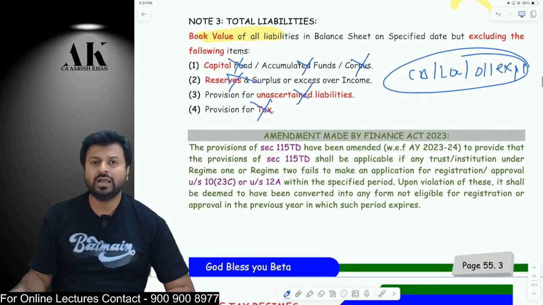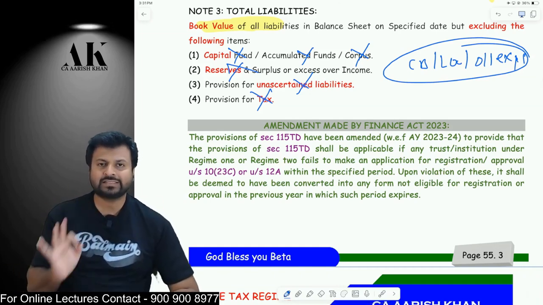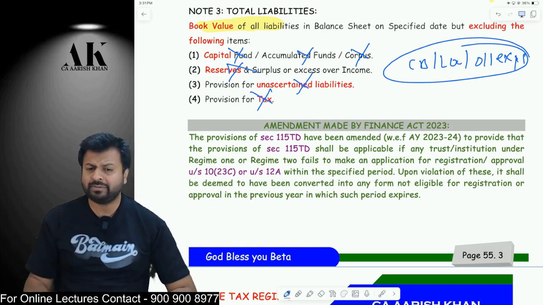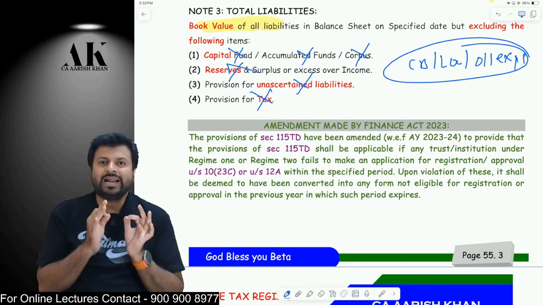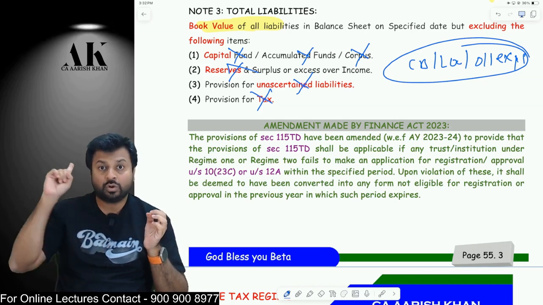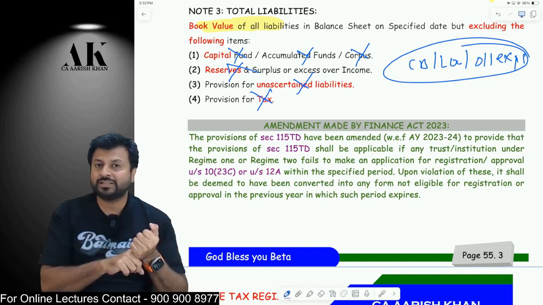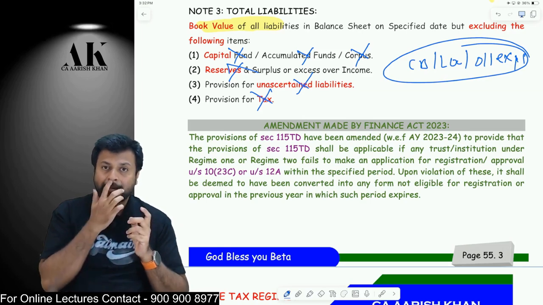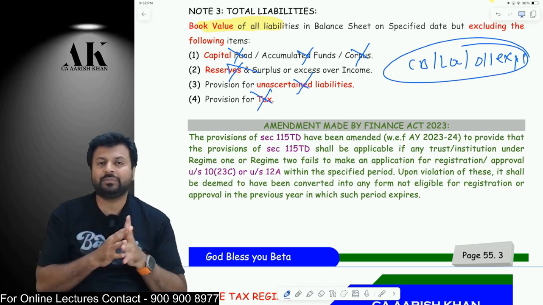This is how you are going to compute the accreted income for the exit tax. One last thing here is an amendment made by Finance Act 2023, which is a beautiful amendment. You all know that if a trust was already registered on 31st March 2021 under the old law, that trust has to make a fresh application under 12AB by 30th September 2023. Yes or no? So if you are already registered under the old law, you have to make an application by 30th September under the new law.